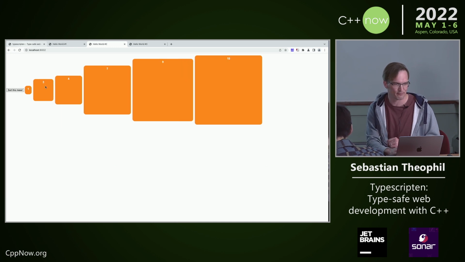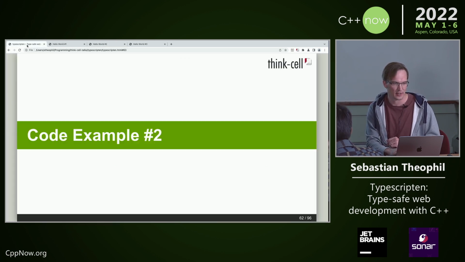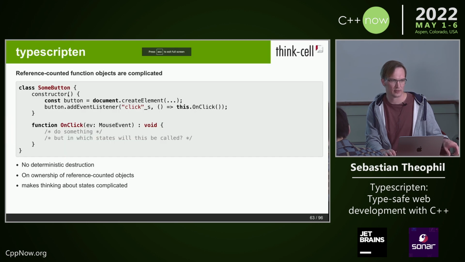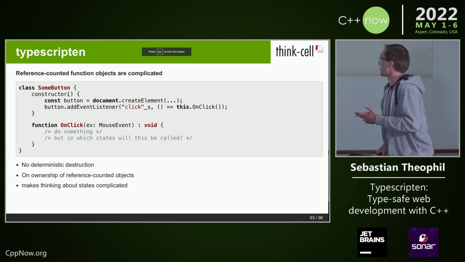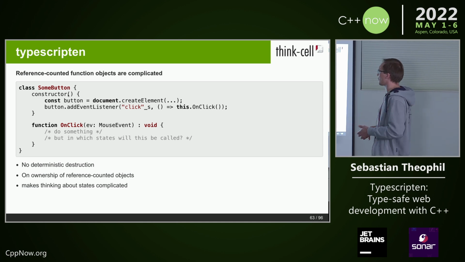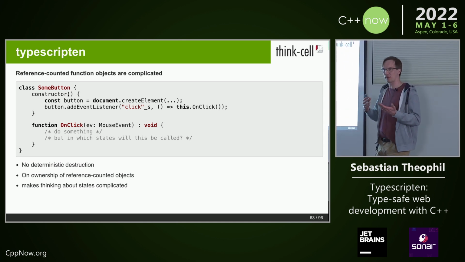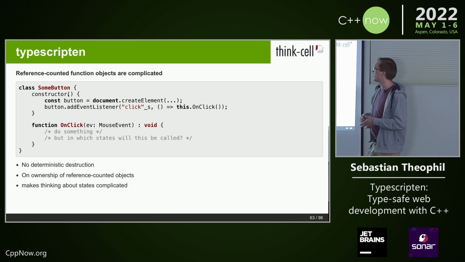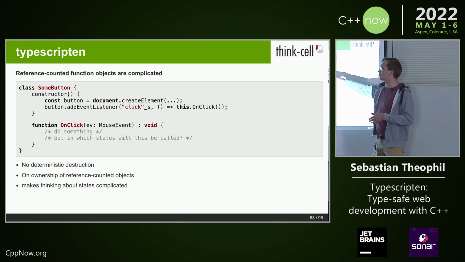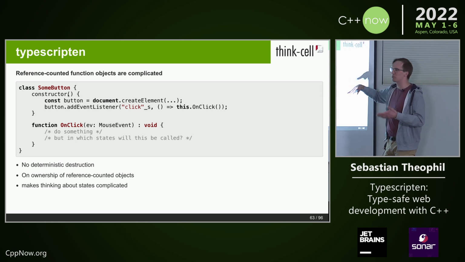So there you go. Works. How does that work? Well, in JavaScript, everything is reference counted, of course, including function callbacks, which makes thinking about things very complicated sometimes. So maybe sometimes you would like to program a simple state machine in your UI.